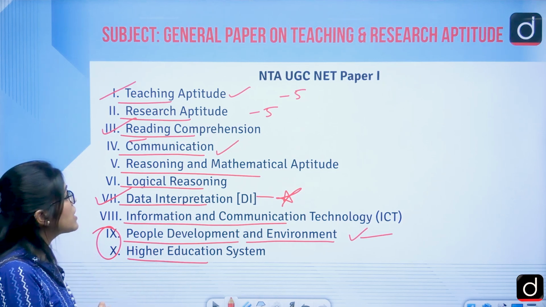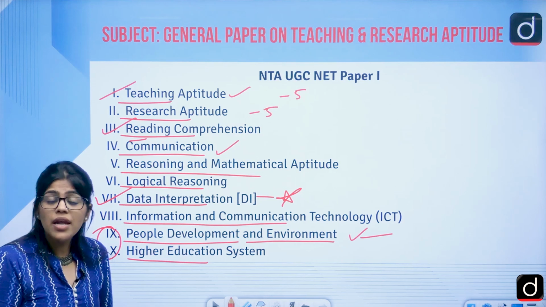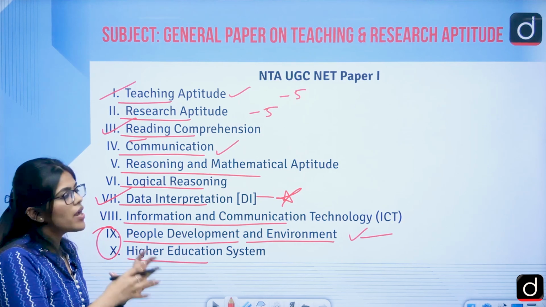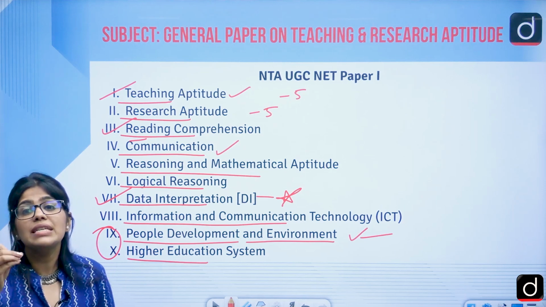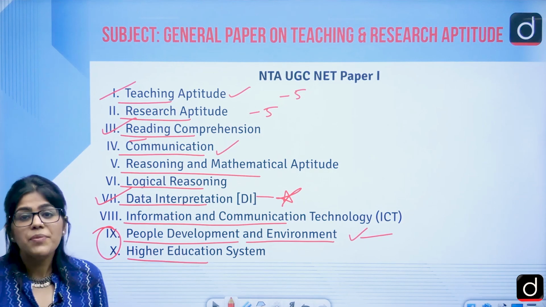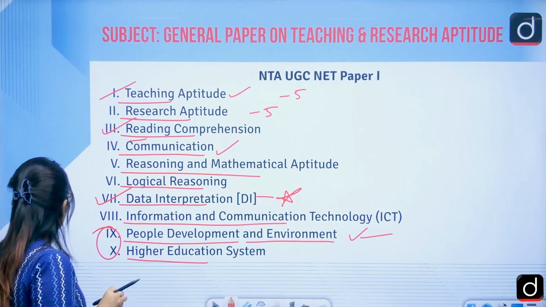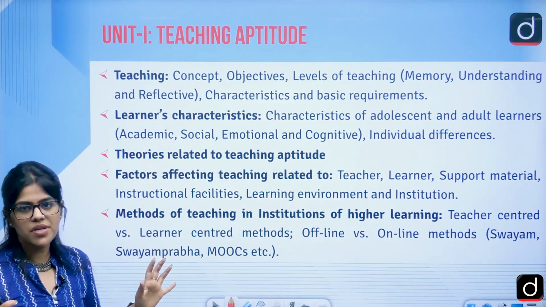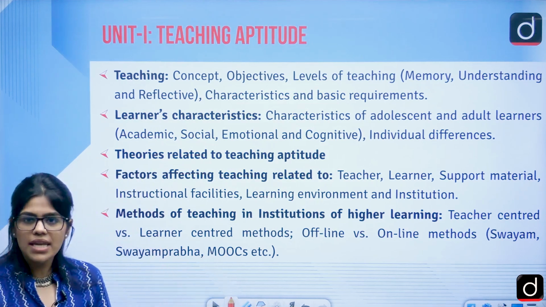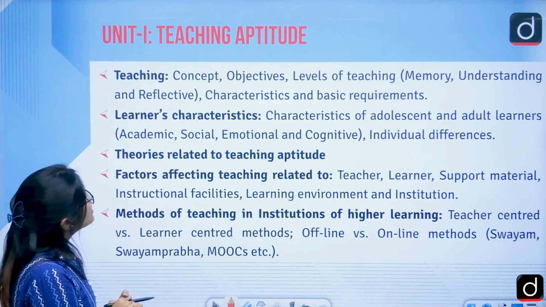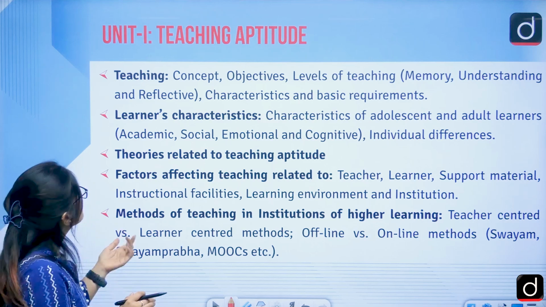So this becomes important. You don't have to give a lot of time to paper 1. But I would say if you give 1 hour to paper 1 and 2 hours to paper 2, then you can easily crack the exam in the first go. So without wasting any more time, let us discuss these 3 units that I will be dealing in our course. So first of all, teaching aptitude. This is our unit 1.